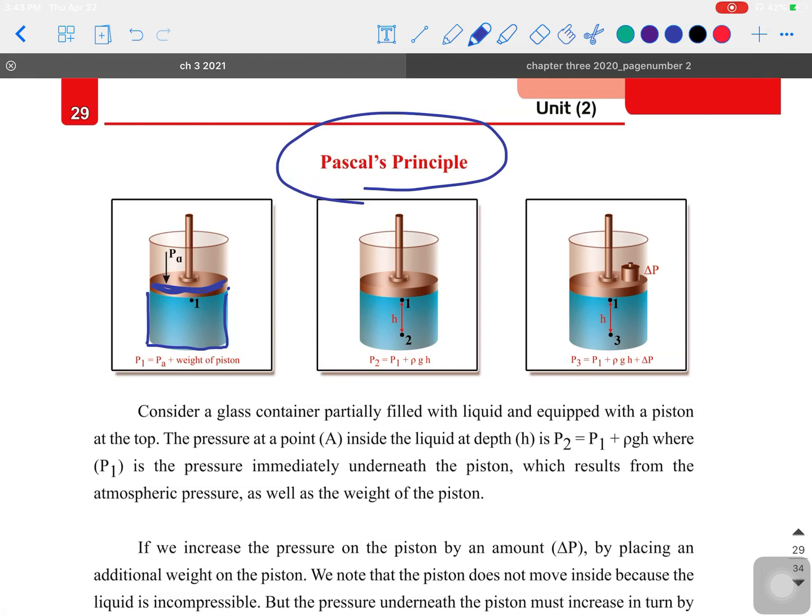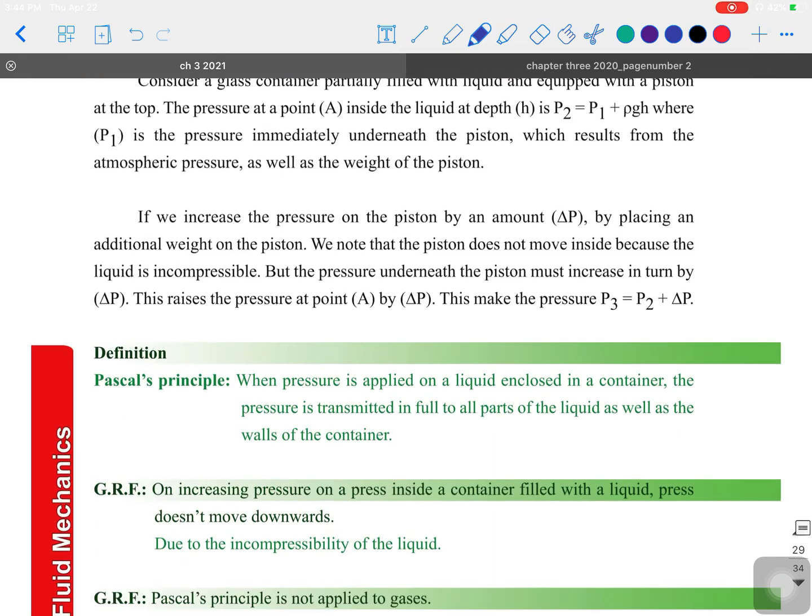the top of this fluid, he decided that on adding pressure, such as moving this piston down or adding an external weight, the pressure of all the added stuff is transmitted in full to all parts of the liquid as well as the walls of the container. This means that the pressure comes here and here and here in all directions, acting on the walls of the container, and it is transmitted in full.